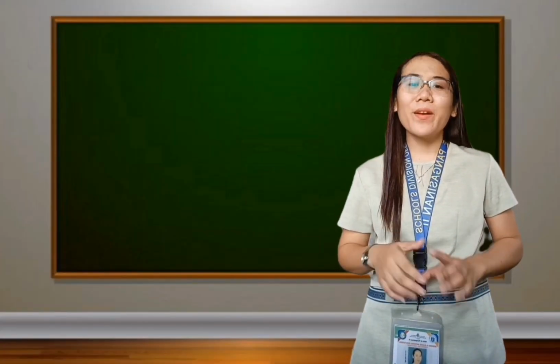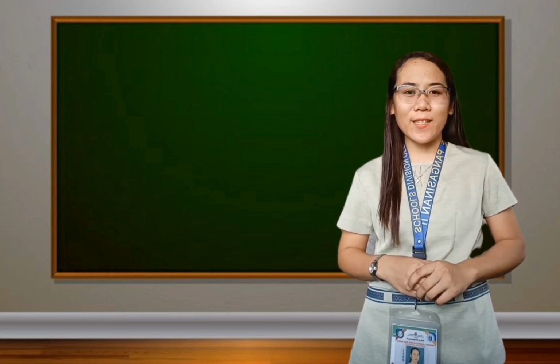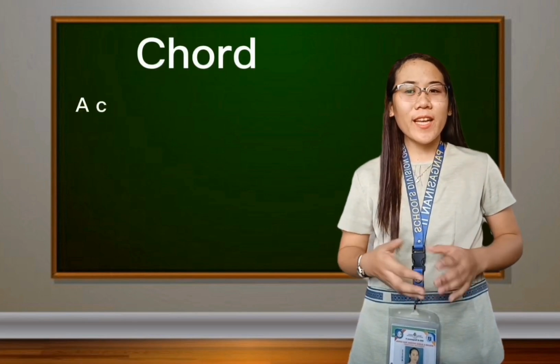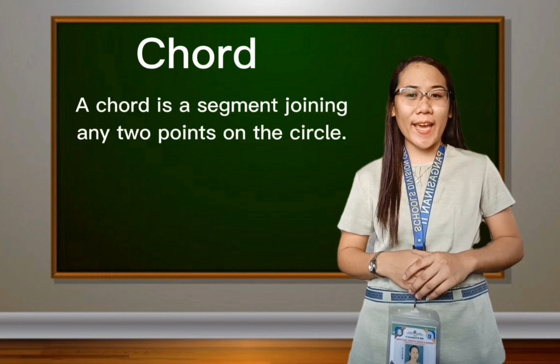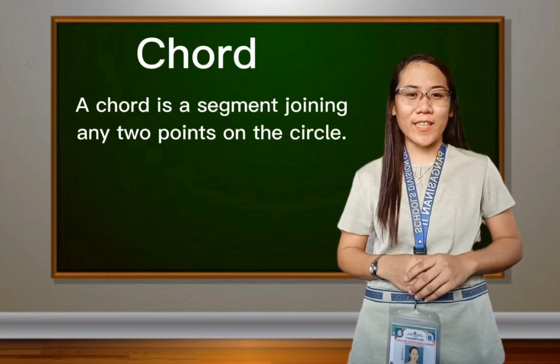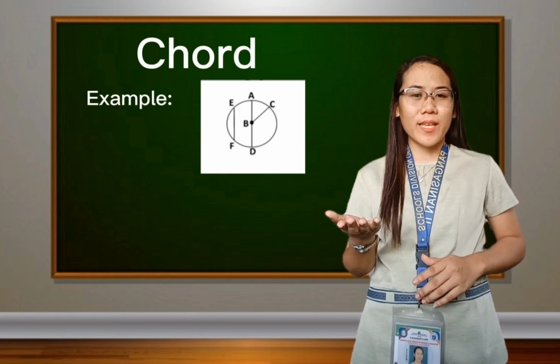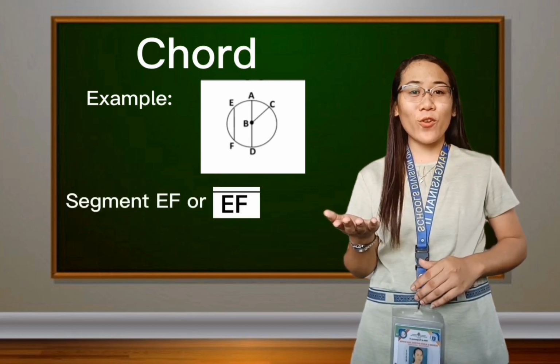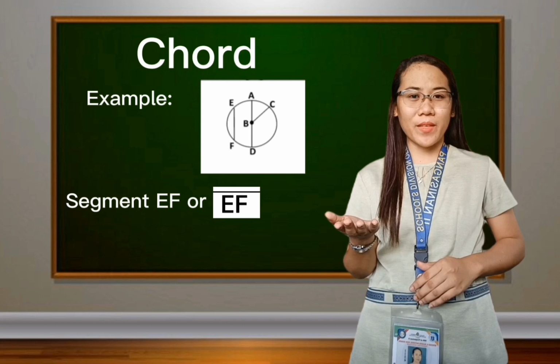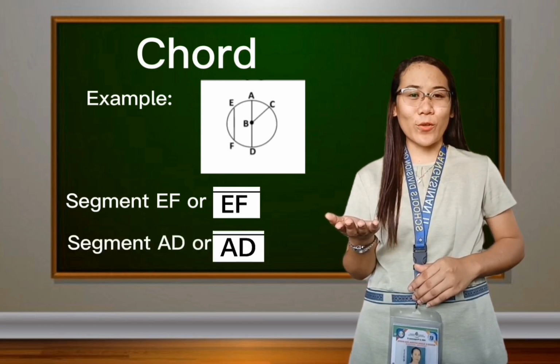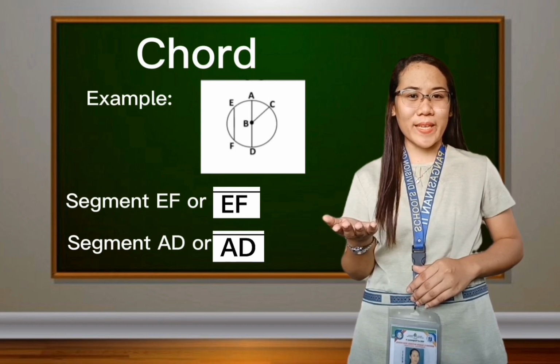The second term related to a circle is the chord. A chord is a segment joining any 2 points on the circle. Example, in this figure, segment EF is a chord of circle B. Another, segment AD is also a chord of circle B.